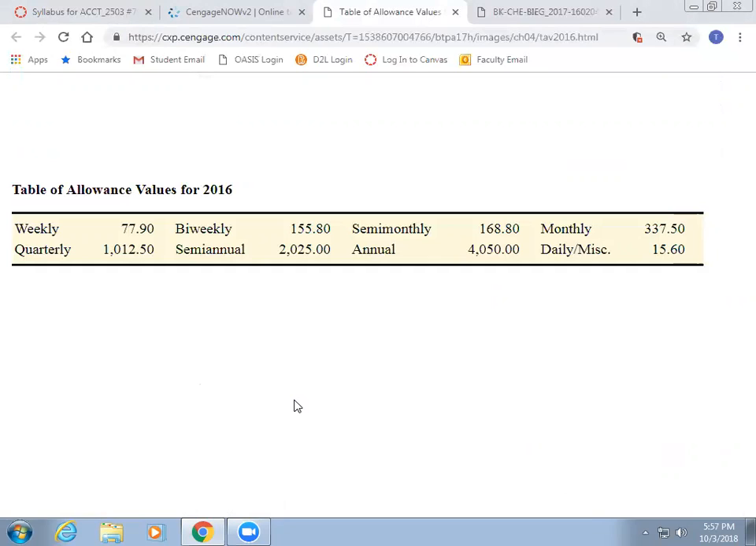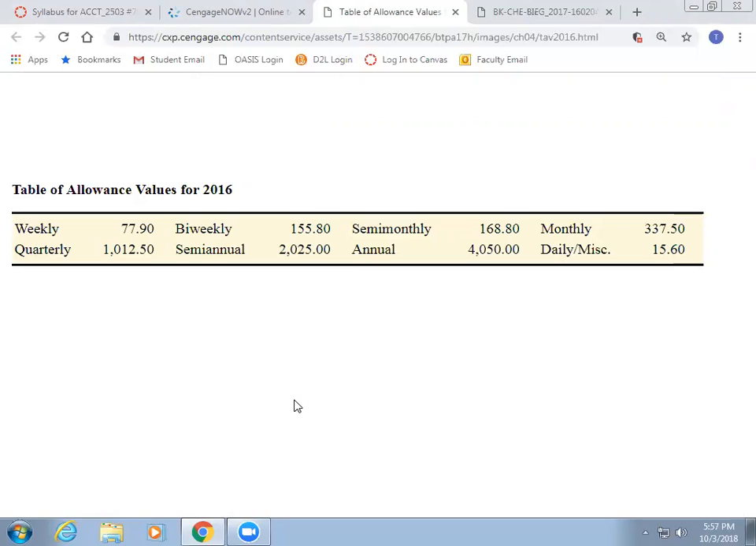The table of allowance values, I'm going to look at this, and since this person is paid weekly, they get $77.90 per allowance. So this person has 2 allowances. So I'm going to start with, they have $675 of gross pay, and then we have 77.9, and they have 2 allowances. So I'm going to multiply that by 2.